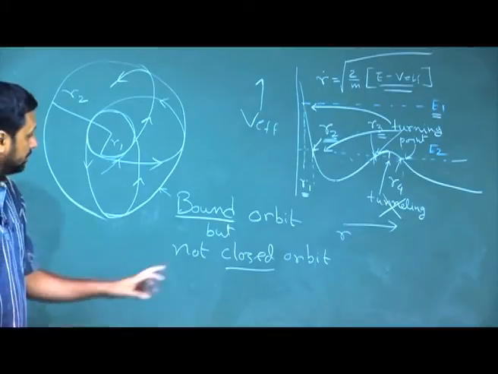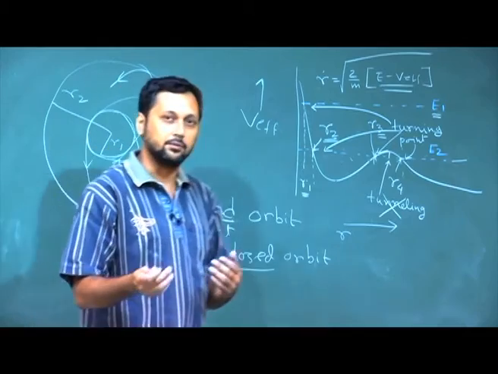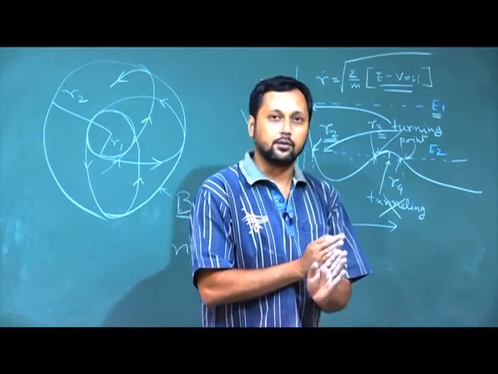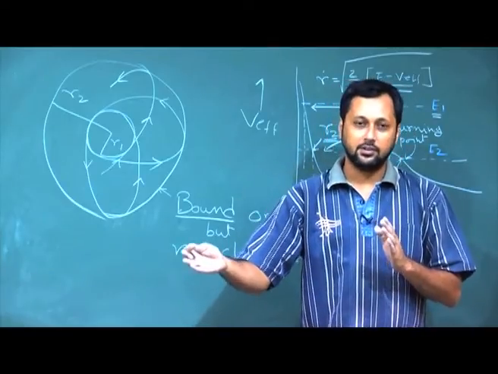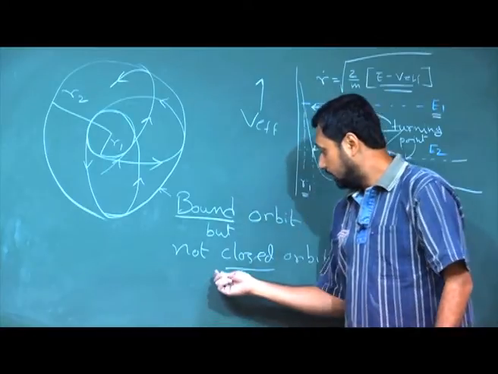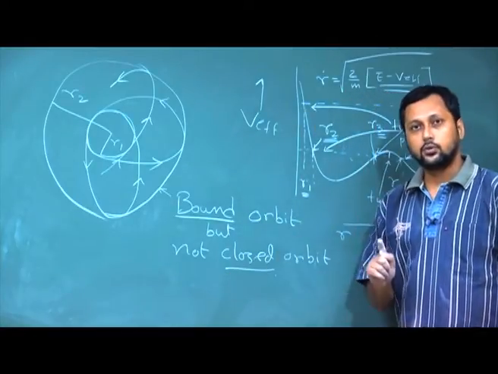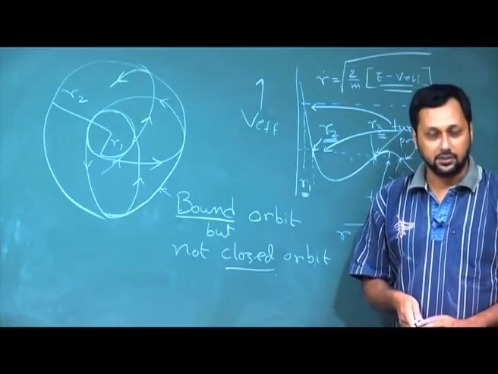What is the meaning of bound orbit? Bound orbit means that the maximum and minimum distance from the center of force is fixed. It cannot go beyond the maximum distance or come closer than the minimum distance. Now, what is the meaning of a closed orbit? A closed orbit is an orbit that traces itself over and over again with time.